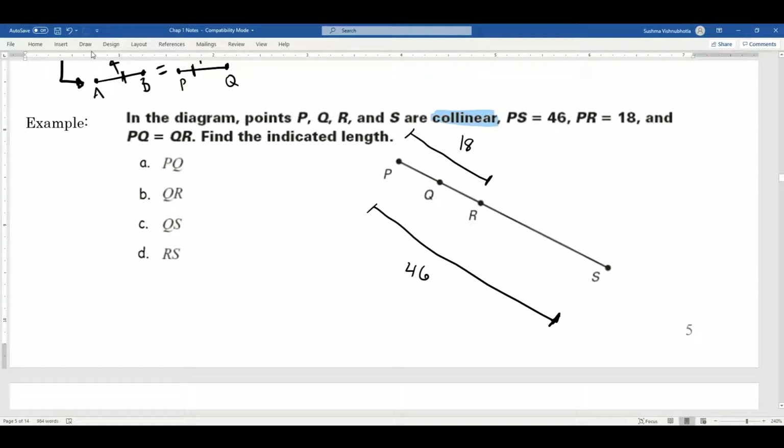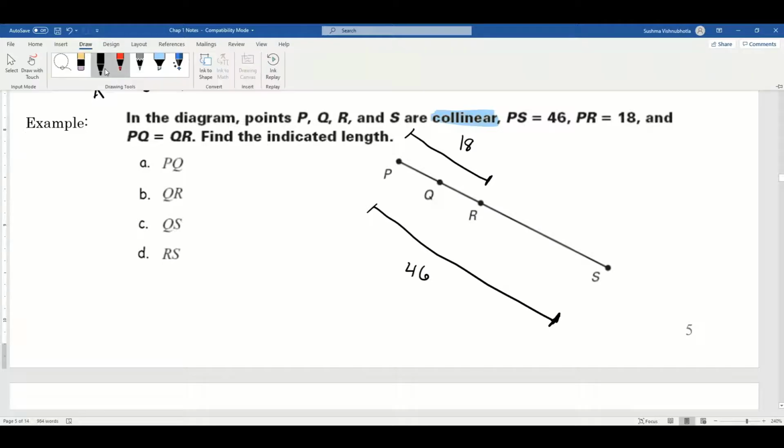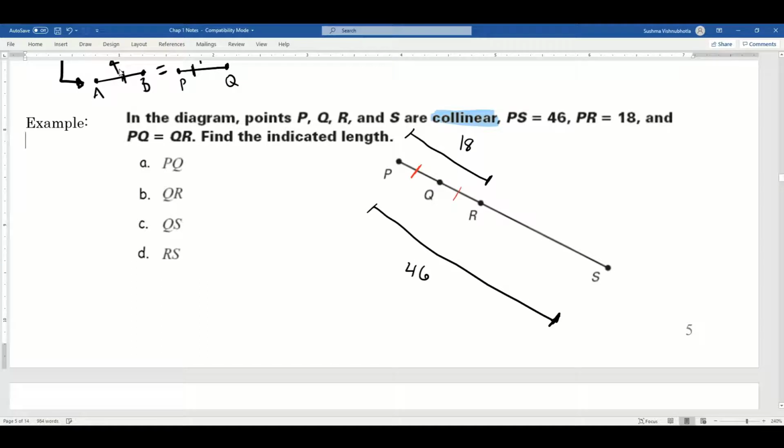Well, because we're going to figure out the measures because we know some of the numbers already. But because they're equal, all segments that are equal have to be congruent to each other. So if they're equal to each other, you can assume that PQ is congruent to QR. You don't know the measure of it yet, but you can make that assumption based on this.